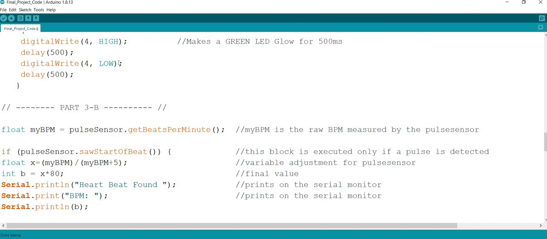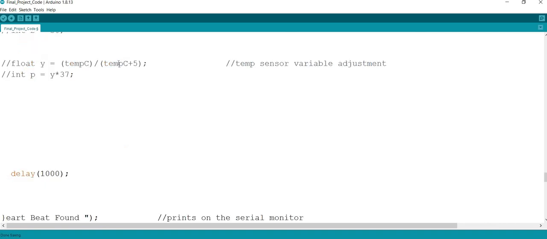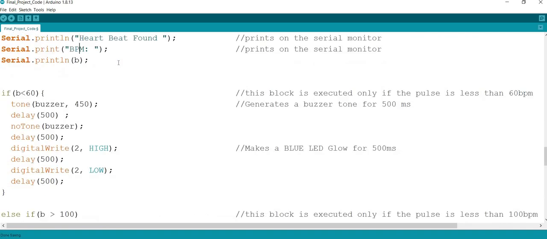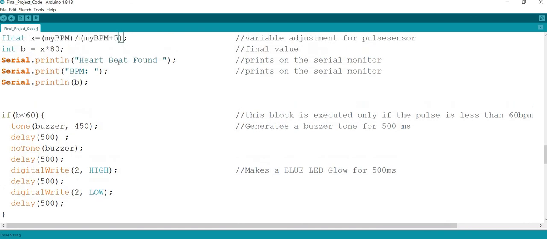So once it has recorded the heartbeat, it will now print the strings on the serial monitor. After it has evaluated what the heartbeat is, it will say heartbeat found, and this is your BPM, and then it prints the value. And it's basically the same system as that of the temperature system.